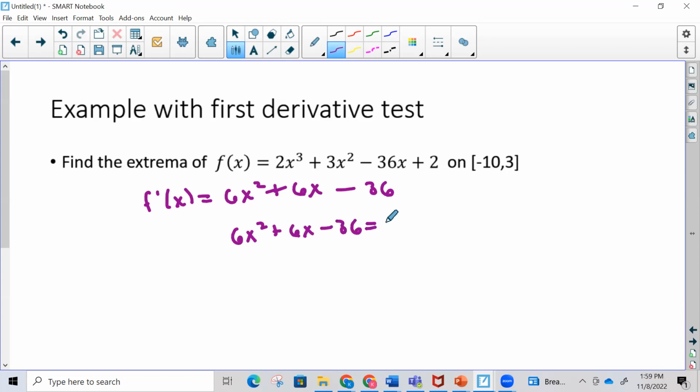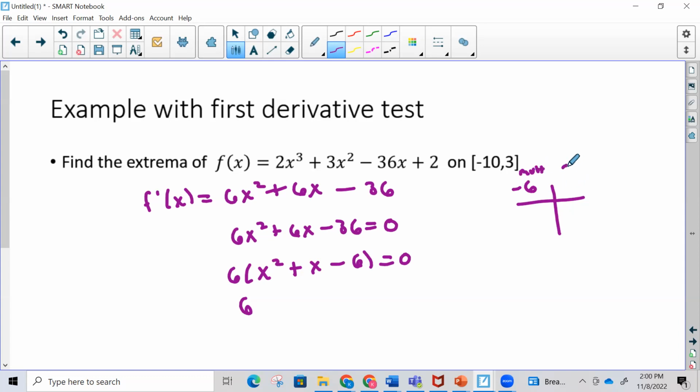Okay, now this one we will have to factor. So the first thing is always look for a GCF. There is a number that goes into 6, 6, and 36, which is 6. So I'm going to divide each of these by 6 when I factor it out. And then I'm going to factor the x squared plus x minus 6. So when we do that, we're thinking about what multiplies to negative 6 and adds up to a positive 1.